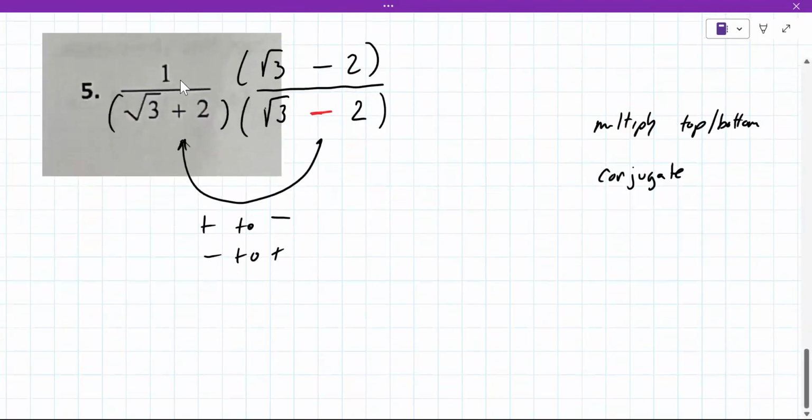But for now, on the top, you just multiply like it's 1, so you're multiplying that in to both of these. If it was like 5, you'd multiply these by 5. But the top becomes square root of 3 minus 2.